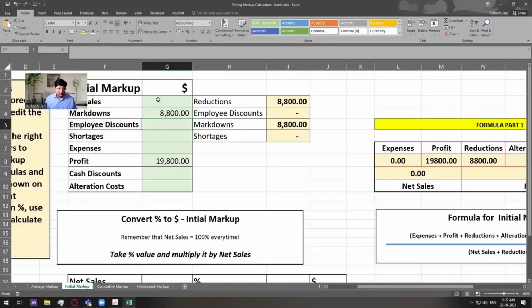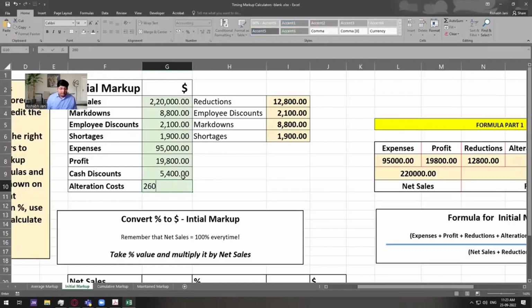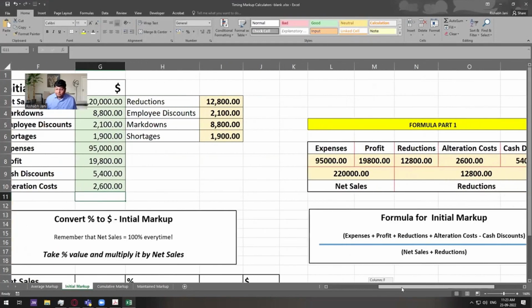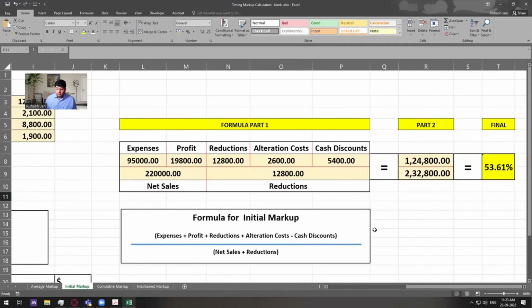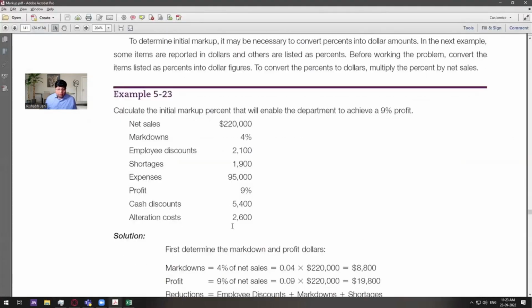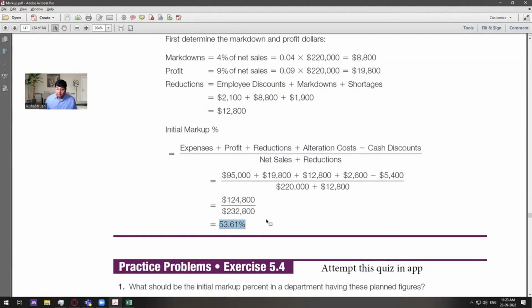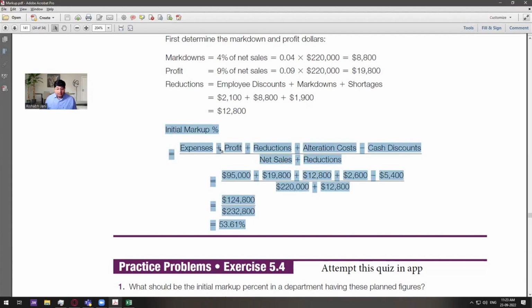All right, now we can key in the other figures. 220,000. Employee discounts are 2,100. Shortages are 1,900. Expenses are 95,000. And now the last two figures, cash discounts and alteration costs, 5,400 and 2,600. All right. So now we should get 53.61. And if we follow the math right, it is 53.61, lo and behold. So that is initial markup.